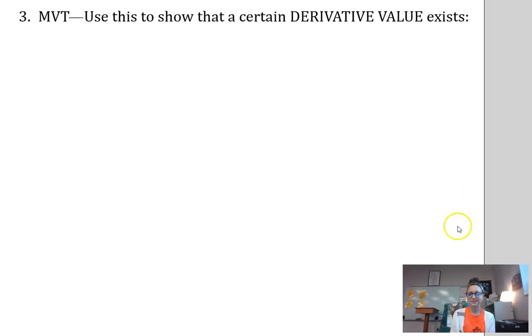Okay, I'm going to force a pause on your screen. Go ahead and copy what I have, and then I'll give you the third and final template. MVT is used to show that a certain derivative value exists. It's going to follow very similar to that last template, but for MVT, what are our conditions? f is continuous and differentiable. Of course we know that if f is differentiable, it's also automatically continuous, but we don't know that the readers know we know that. So we've got to state both.